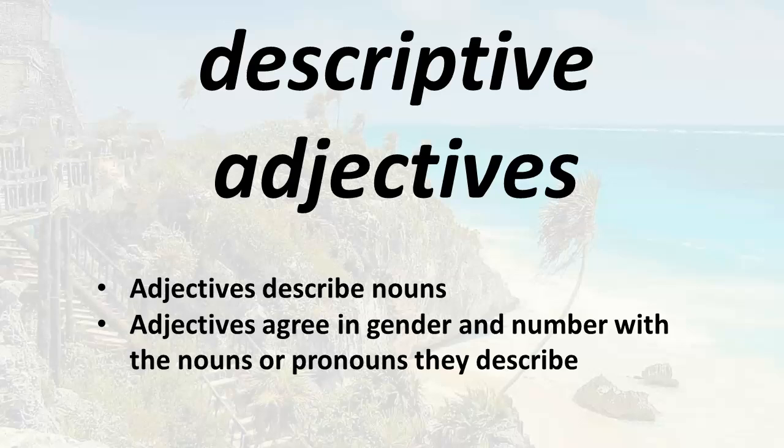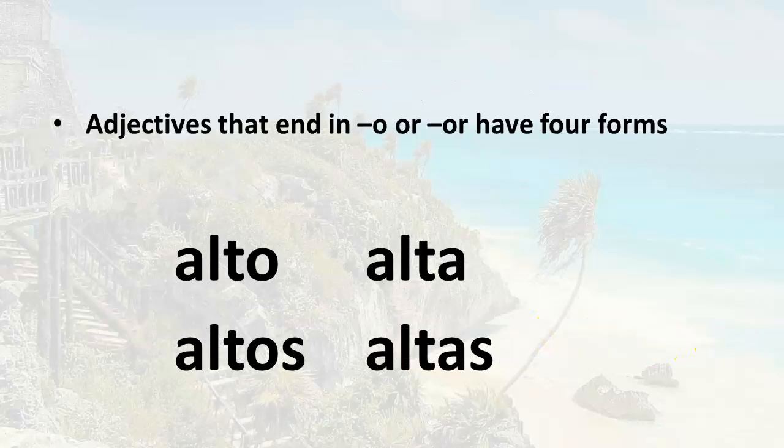The word adjective comes from Latin. The literal meaning of the part ject is a form of the word to throw, and then add literally means to. So think of it as a word that we throw to the noun to give it more information. In Spanish, adjectives agree in grammatical gender and in number with the nouns or the pronouns that they describe.